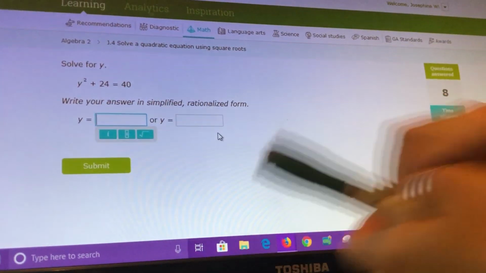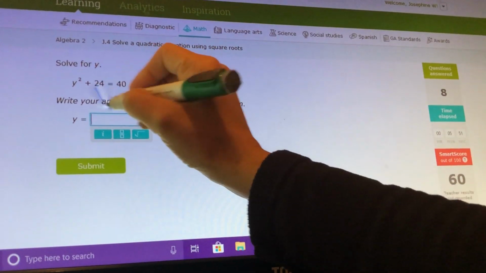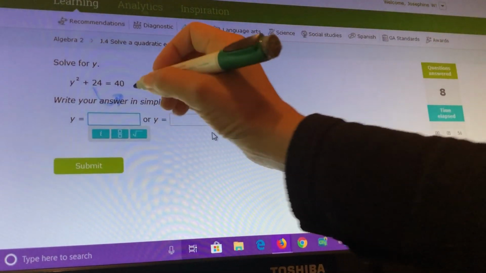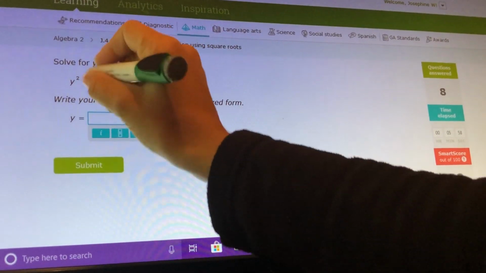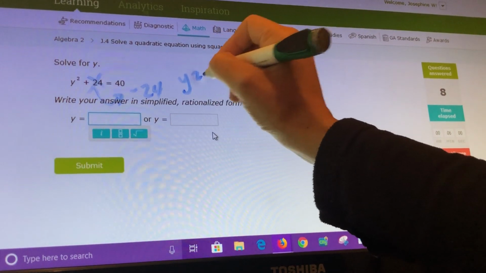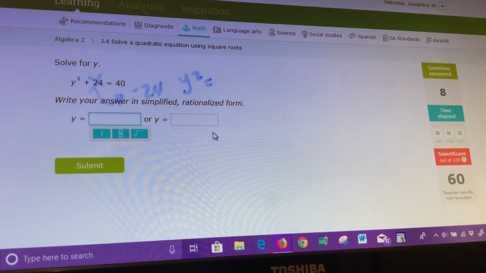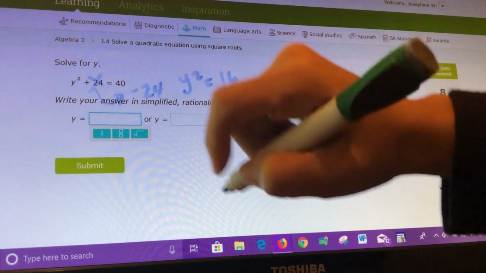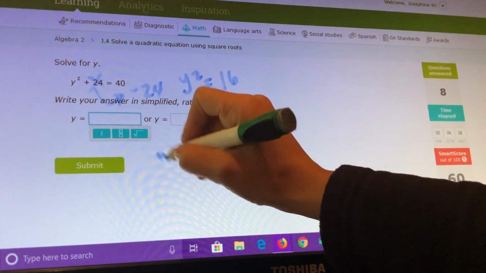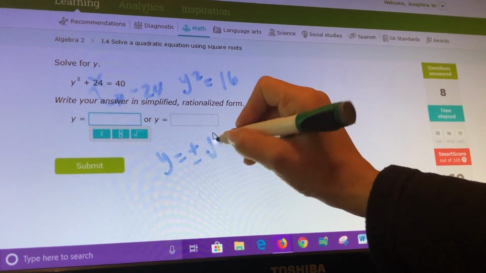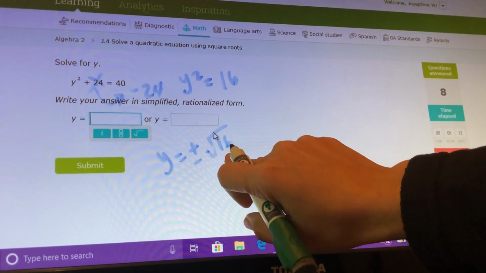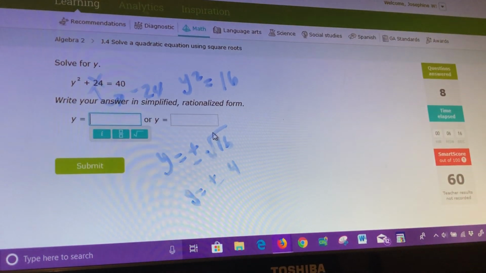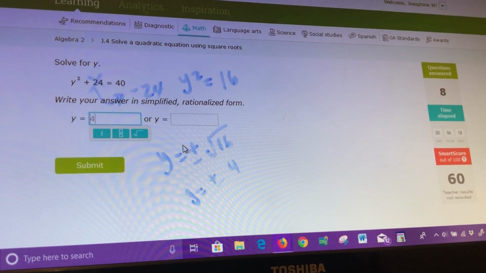All right, solve for y. So same thing. We're going to take y to the other side. It's going to turn from positive 24 to what? Negative 24. So we're going to have y squared is equal to 40 minus 24, which is 16. And then how do I get rid of the squared? You take the square root. So y is equal to plus or minus the square root of 16. And what's the square root of 16? 4. So y equals plus or minus 4.